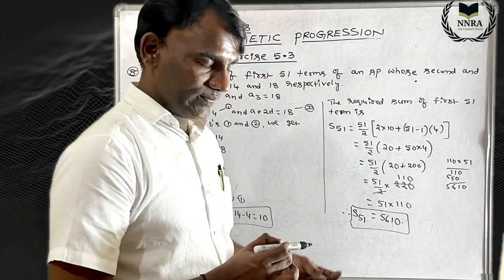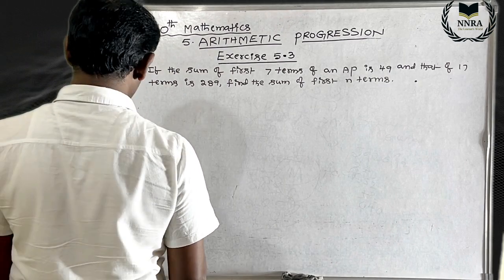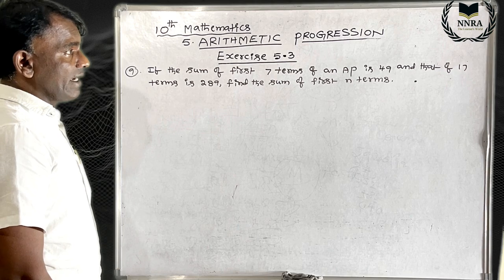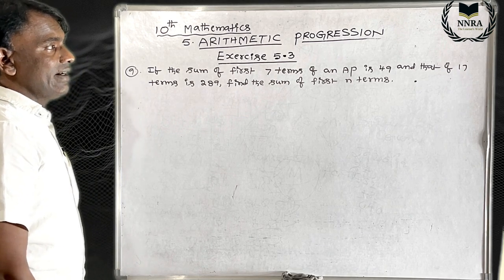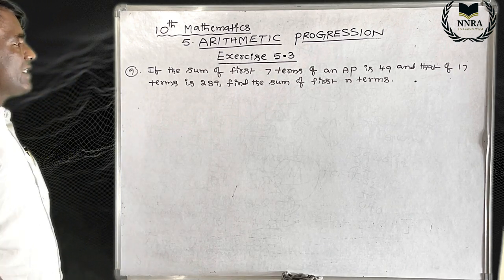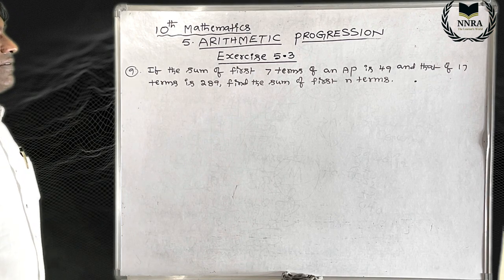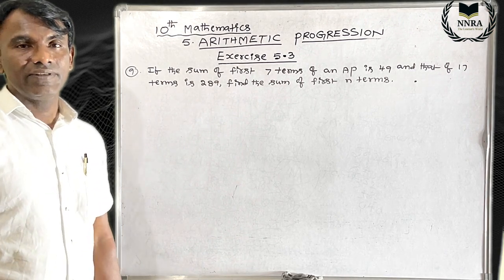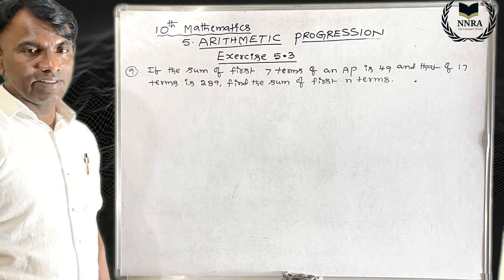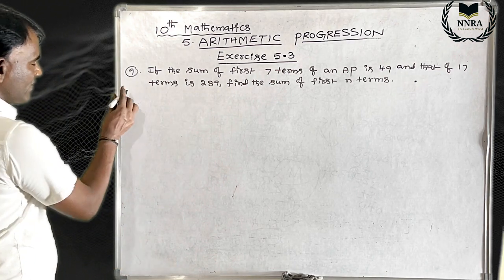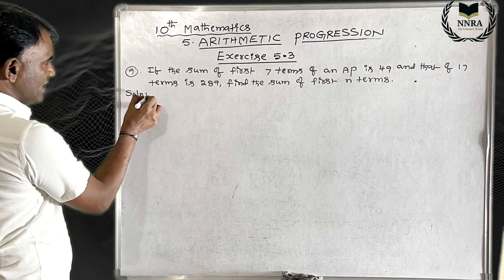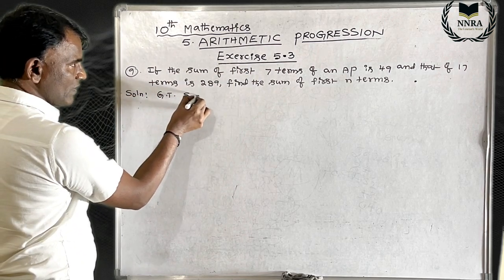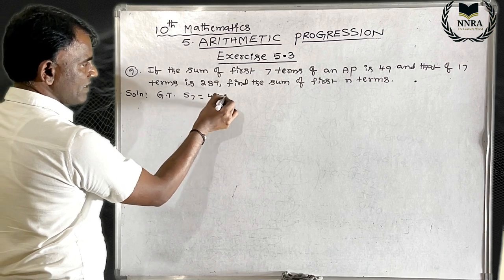Clear? Okay, now this is the 9th question. If the sum of first 7 terms of an AP is 49 and that of 17 terms is 289, find the sum of first n terms. So, sum of first n terms, again we find the Sn value only. Okay. For that first we write the given data. What is the given data here? Sum of first 7 terms, that is S7 equal to 49.